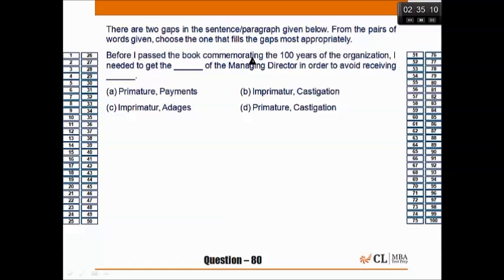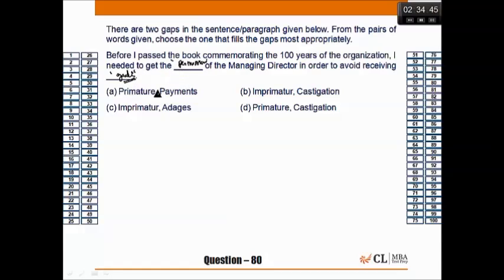Before I pass the book commemorating the 100 years of this organization, I needed to get the blank of the manager. So let's say something in order to avoid receiving blank, something that says permission. No, that's my guess. Some word that's a permission of the manager in order to avoid receiving what. Okay, some word that says okay.